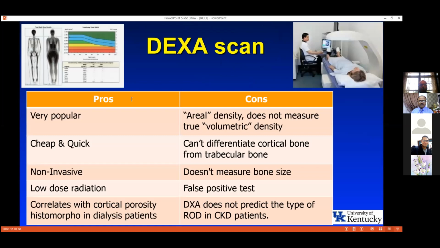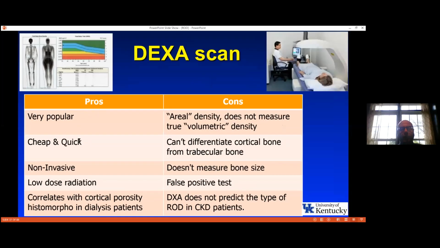So DEXA scan, of course, is very popular, relatively cheap, and they give you the result very quickly. It's very informative, very simple. They explain it to you, and you will be happy when you do the DEXA scan. It's a non-invasive procedure, low dose radiation. Usually it takes 10, 15 minutes, 20 minutes at most. And in many studies the BMD and T-scores correlate with the cortical porosity in the histomorphometric analysis in dialysis patients. So it's a very widely used technique and was studied very intensively in the past.